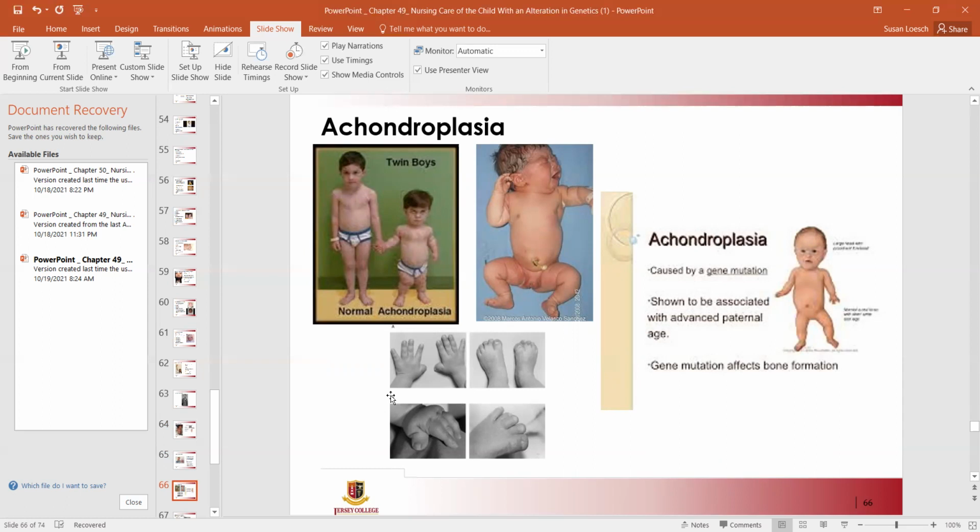Medical management of the symptoms: we're monitoring height, weight, and head circumference, and we need to prevent complications through neurological exams and assess for sleep apnea. We'll possibly give growth hormone therapy, but right now it's still controversial and in the experimental stages, and then limb lengthening surgeries.